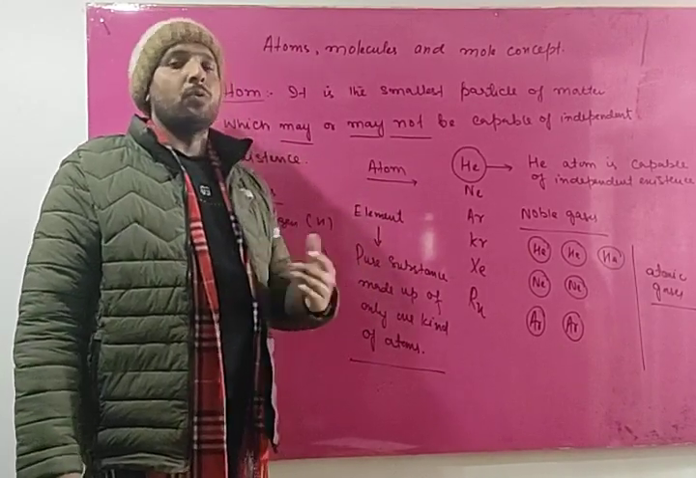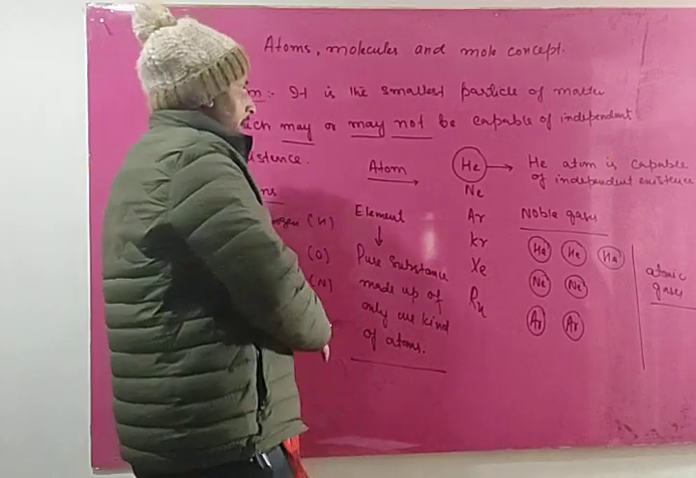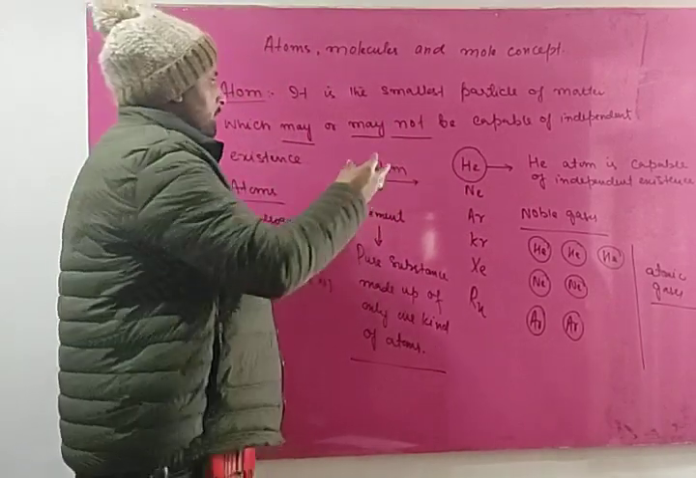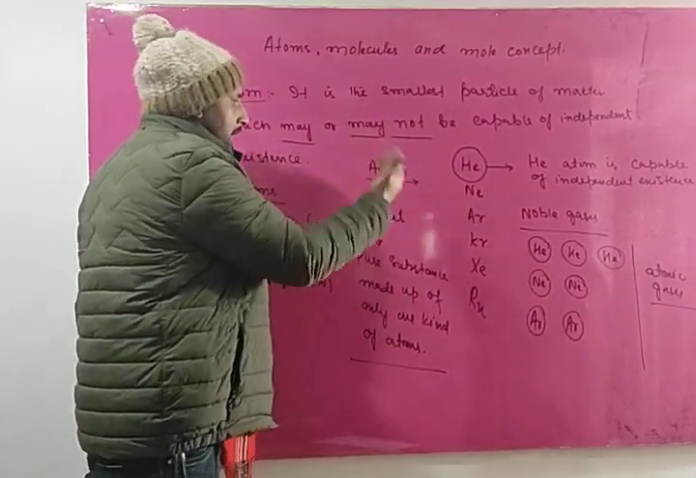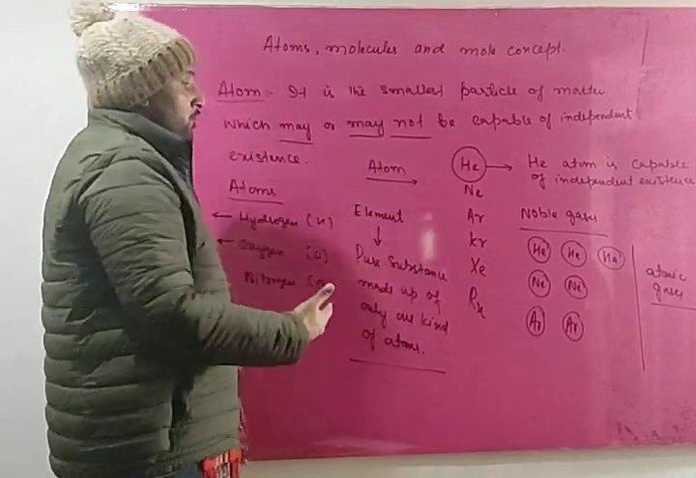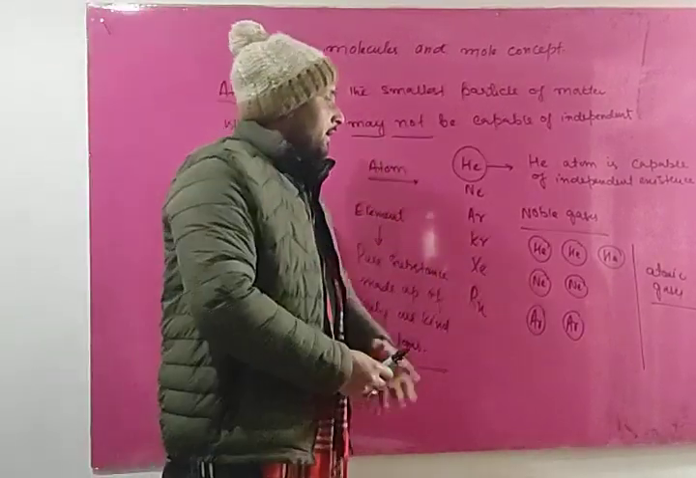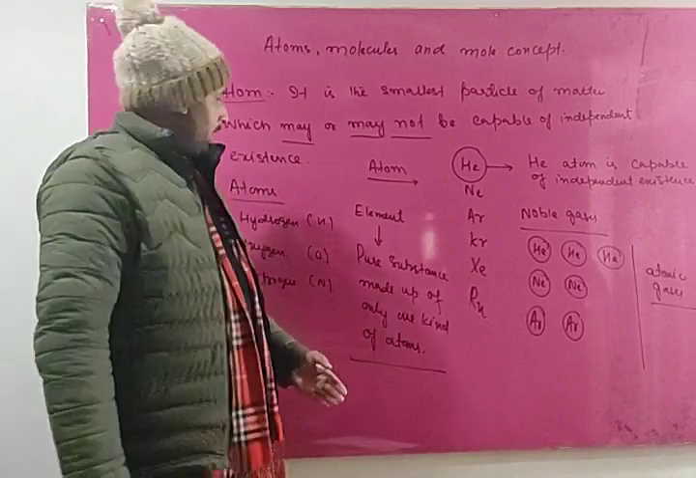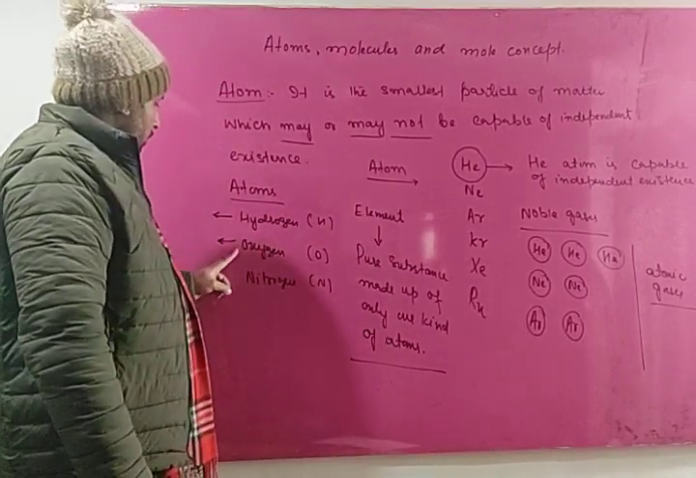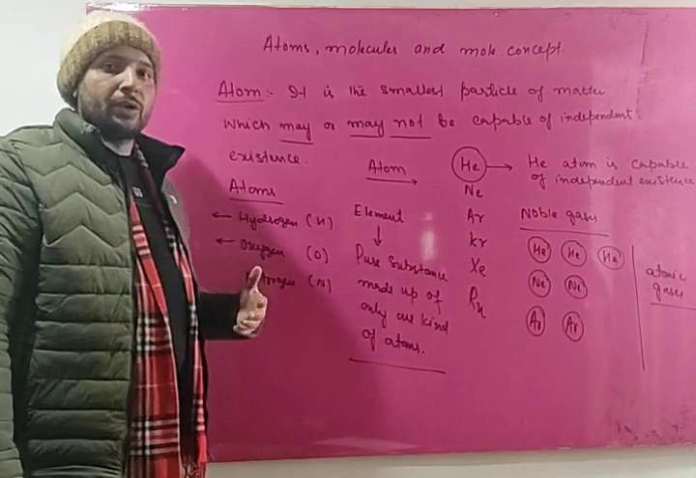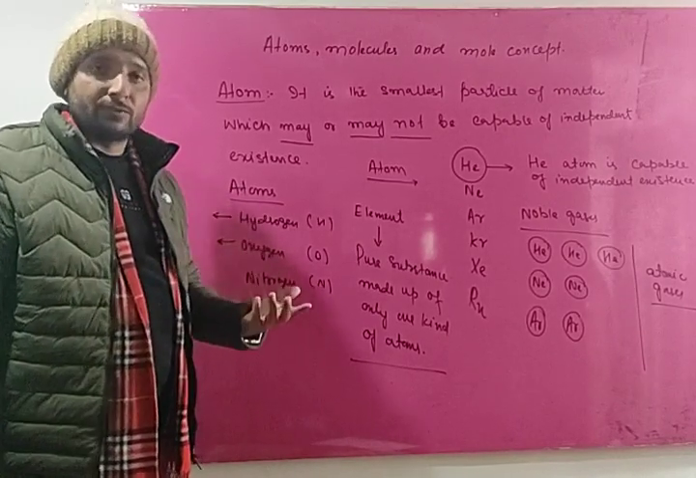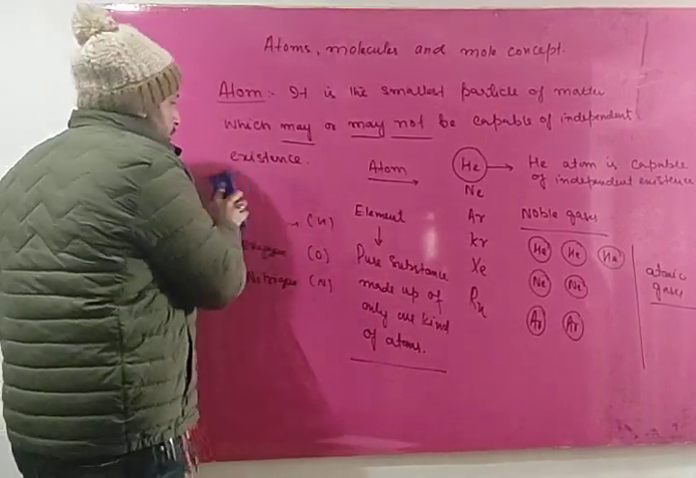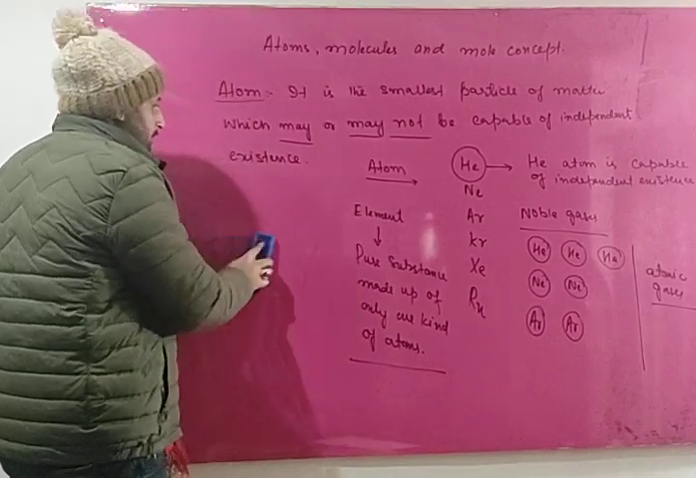The answer is no. Because in case of these elements, their atoms are stable as such. Helium atoms are stable, neon atoms are stable by themselves, argon atoms are stable by themselves, krypton atoms are stable by themselves. So we have stable atoms as helium atoms, as neon atoms, as argon atoms. But in case of these elements, hydrogen, oxygen, nitrogen, fluorine, chlorine, bromine, iodine, phosphorus, sulfur, for example, we do not have their separate atoms as stable species, as stable atoms, right?